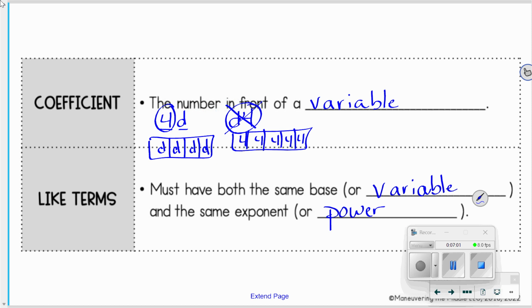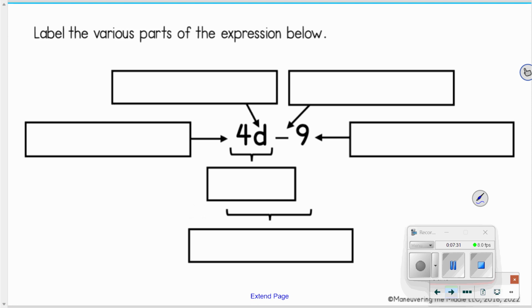Okay? So, they must have the same variable, in other words, the same letter associated with them, and they must have the same power. So if I have 6x plus 8x squared, my power is different, so I can't combine those, even though they both have the same variable of x. Make sense? Any questions on your vocabulary? Because we're using this vocabulary for the rest of the lesson. Good. Since we've gone through all this vocabulary, what does it look like in practice?